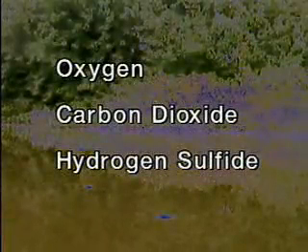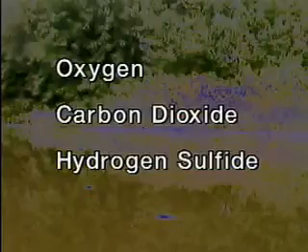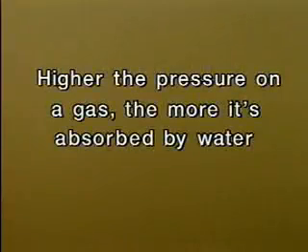Dissolved oxygen combines with iron to form rust, and dissolved carbon dioxide and hydrogen sulfide form acids that may corrode plant equipment. The types and amounts of dissolved gases found in water depend on several factors. Typically, the higher the pressure on a gas, the more it is absorbed by water.